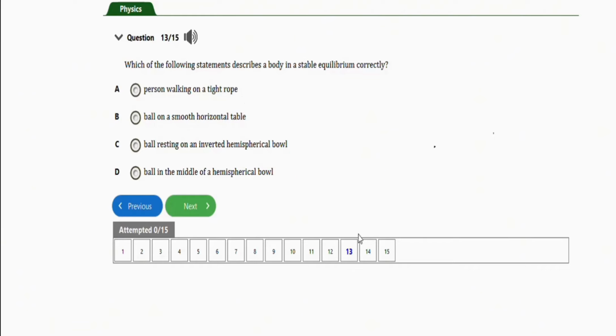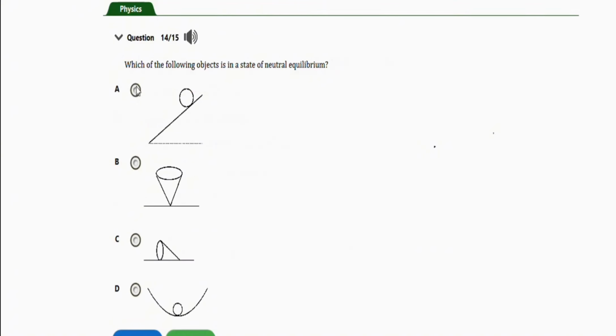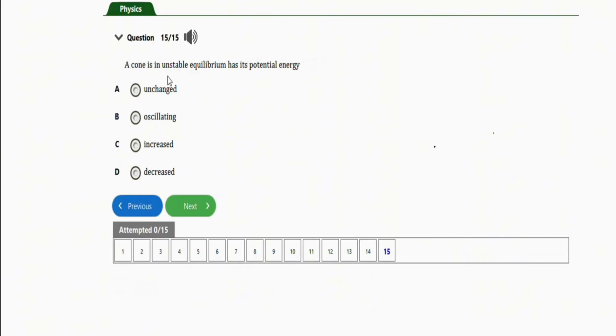Alright, next question will be this one. It says which of the following objects is in a state of neutral equilibrium? I think we have answered this question as well before. The correct option here is option C. Okay, the last question before we call it a class will be this one. It says a cone is in unstable equilibrium, has its potential energy unchanged, oscillating, increase, decrease. The correct option is option D, which is decrease.